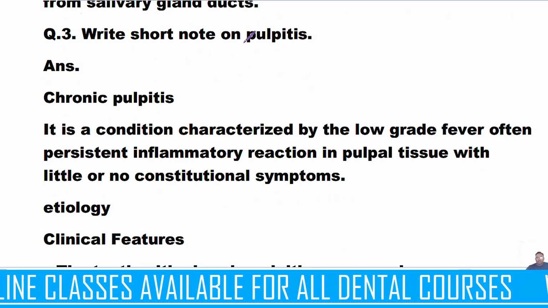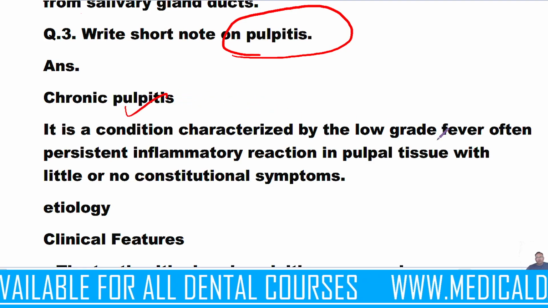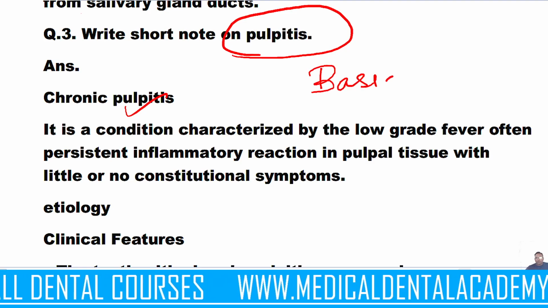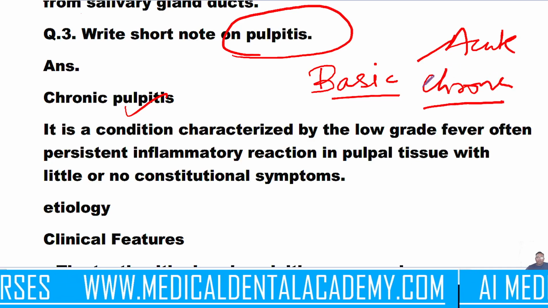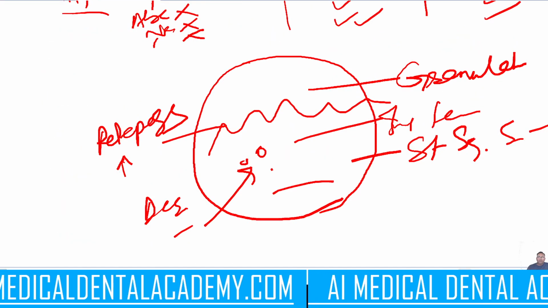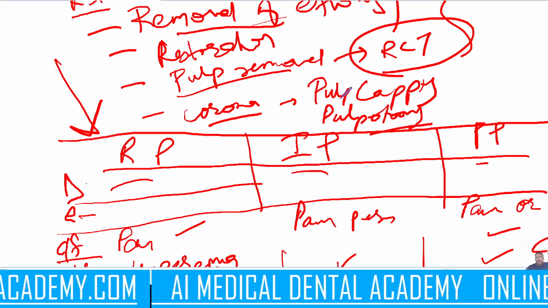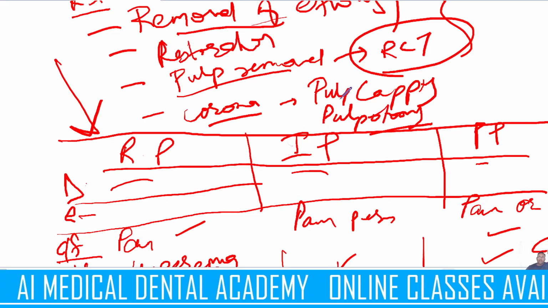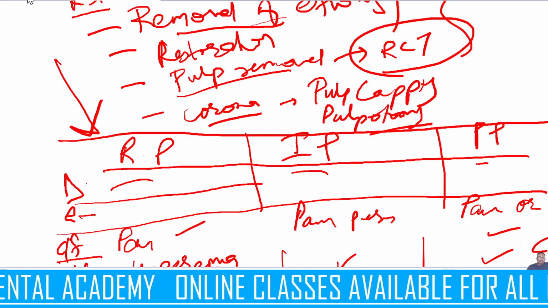Now once again, short note on pulpitis, chronic pulpitis. Okay, the same thing you have to write. What people do is create a basic knowledge of all these pulpitis, acute, chronic. How? You have to present in tabular form. As I told you, you will write in this form. Have all the three in a line. Write the difference: definition, etiology, clinical features, age, treatment. In this way, you will be able to write a 5 marks question easily.